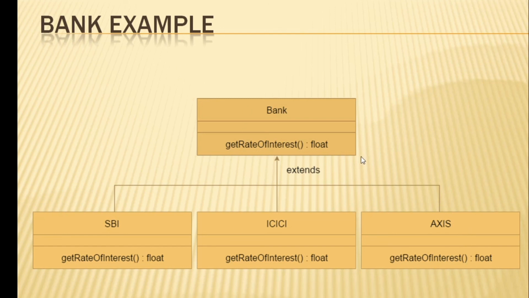So RBI, the Reserve Bank of India, has given some guideline to every bank: you should not charge a rate of interest beyond a certain amount, but you can have your own. So this is the own implementation of the bank, and these are the different implementations of the individual banks. This is another example of overriding. Can you implement this example just like the Samsung and Onida one? This is quite easy because there is only one method.